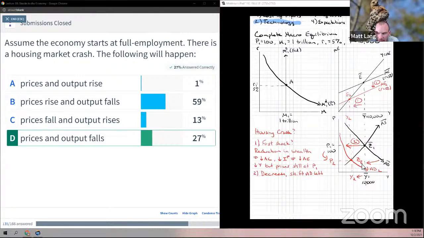And again, the reason that they're right is because they can see, all right, well, we've got this reduction in AE. AD goes left. Now we've just got a new equilibrium at Z2 instead of Z bar. So now at Z2, we're at a lower price level and we're at a lower level of output.